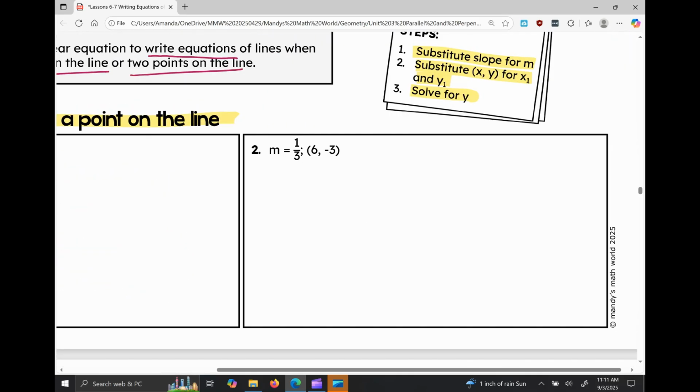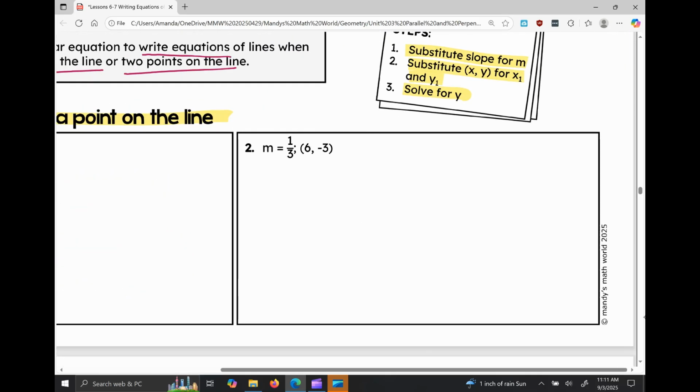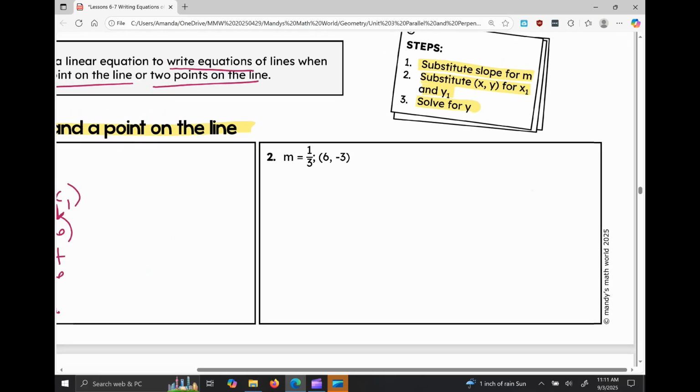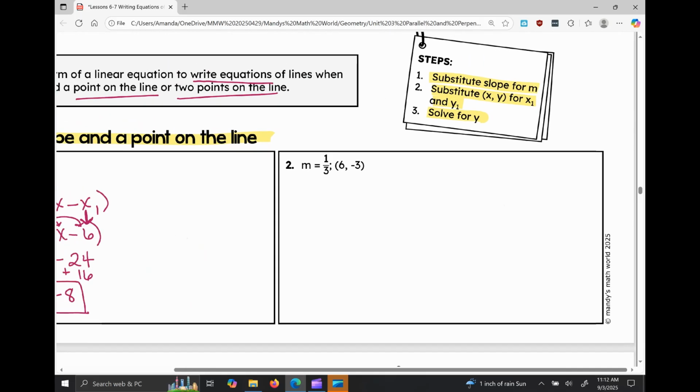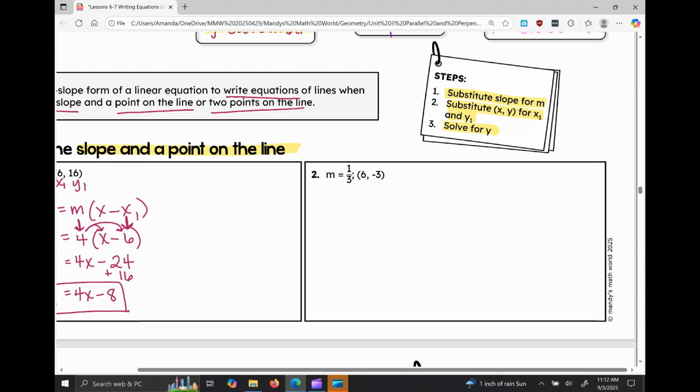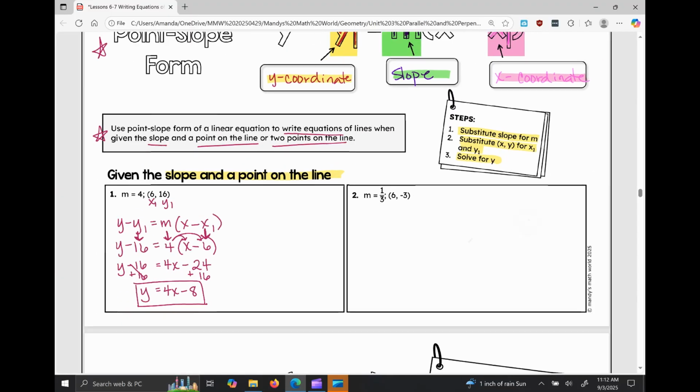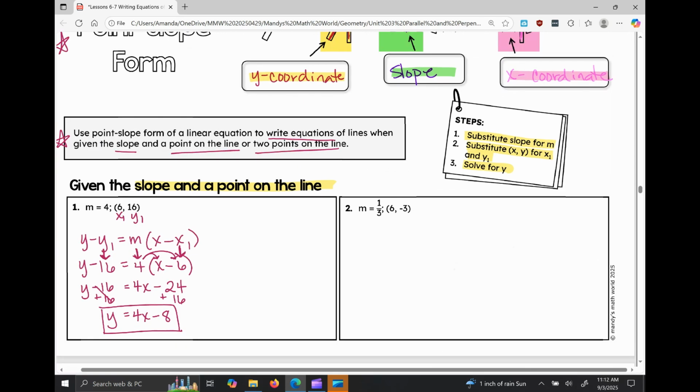We're given a slope of 1/3. The equation of the line that we're writing has a slope of 1/3. It passes through the point 6, negative 3. And again, I'm going to zoom out so you can see point-slope form of a linear equation. I'm slowly zooming out. Okay, point-slope form of a linear equation, and it looks like this.